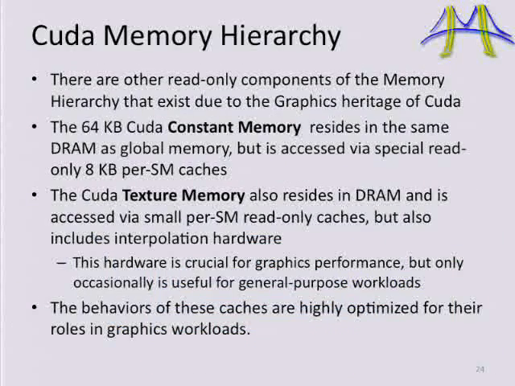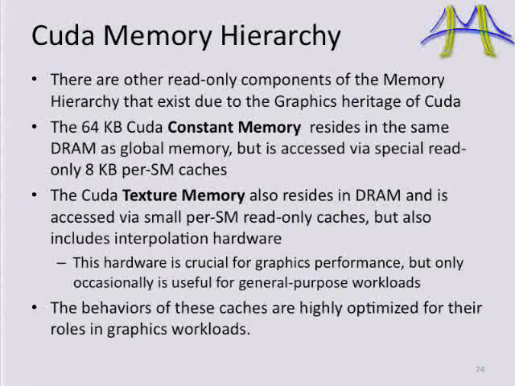So there are a few other components of the memory hierarchy that are occasionally very useful. This 64 kilobyte constant memory is about the right size, for example, to hold convolution kernels if you're doing image processing of some kind. It's actually backed by the same DRAM that's used for global memory, but it has special 8 kilobyte read-only caches scattered throughout the chip that you can use.